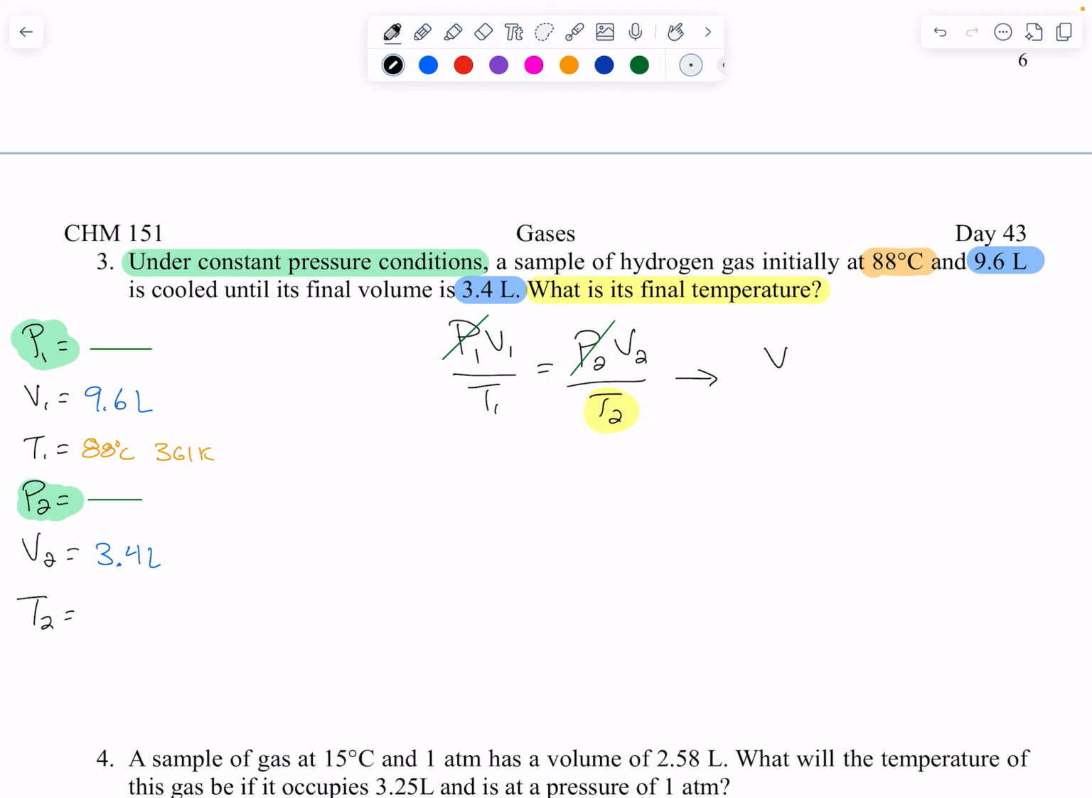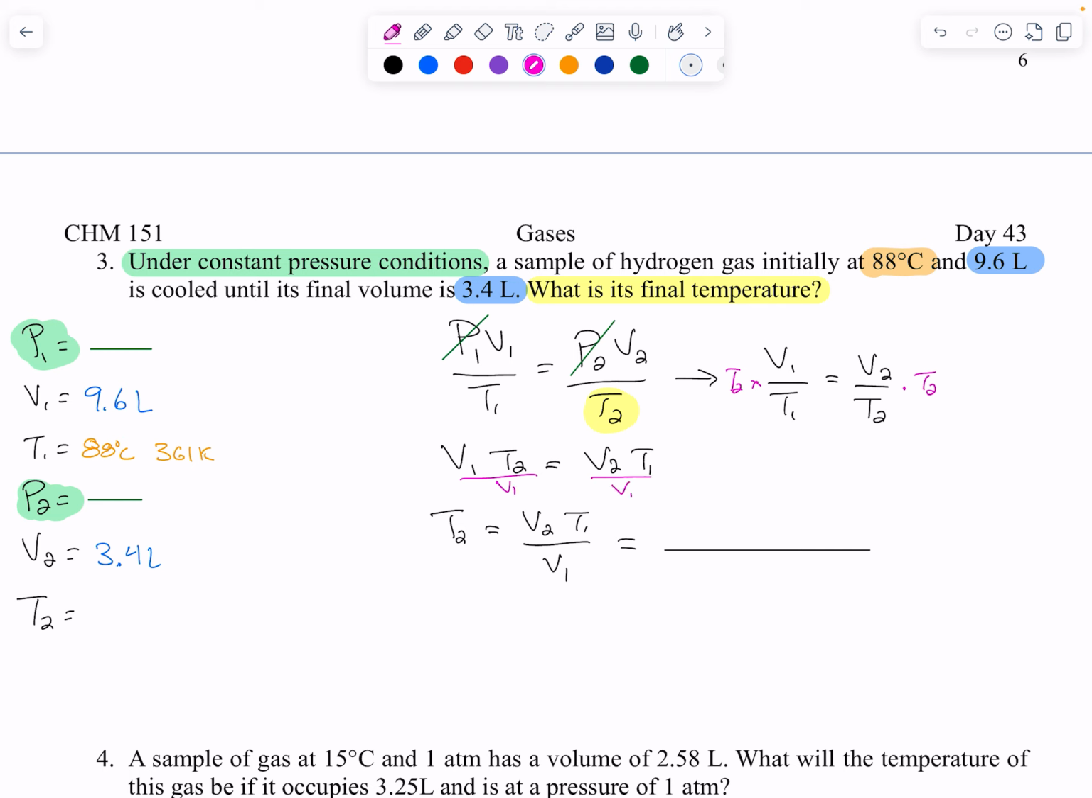So we have V1 over T1 equals V2 over T2. I think I'm going to cross multiply. So then I would have V1 T2 equals V2 T1, and then divide by V1. So T2 is equal to V2 T1 all over V1. Let's see how we do. What did I do here? I multiplied both sides by T2, and then here I divided by V1.